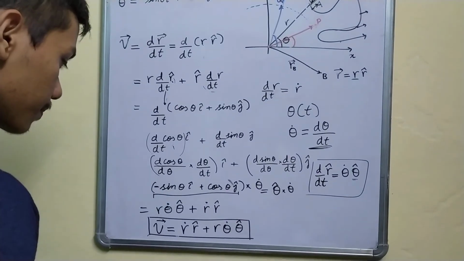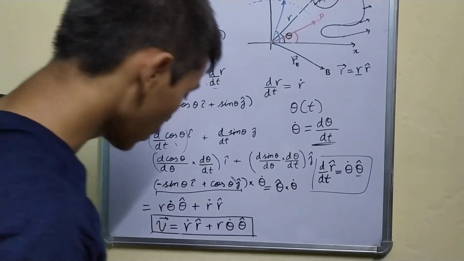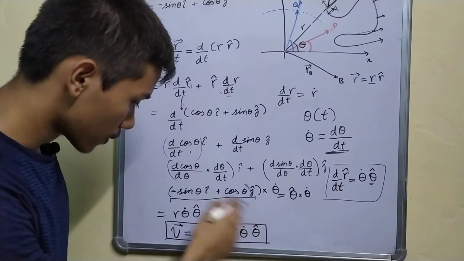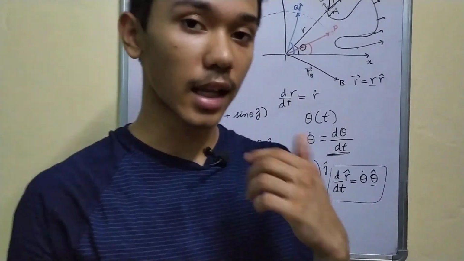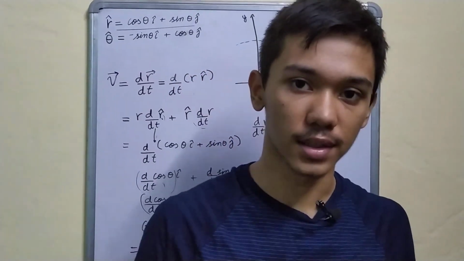So in this video I showed you the formula for velocity in polar coordinates. In the next video I'll be showing you the formula for acceleration in the polar coordinate system.